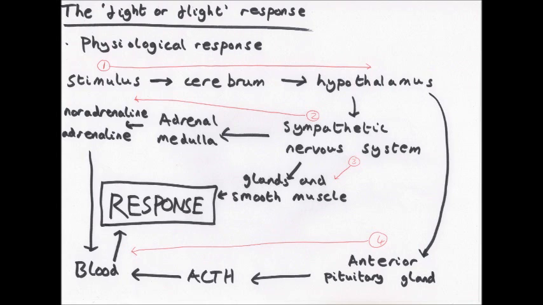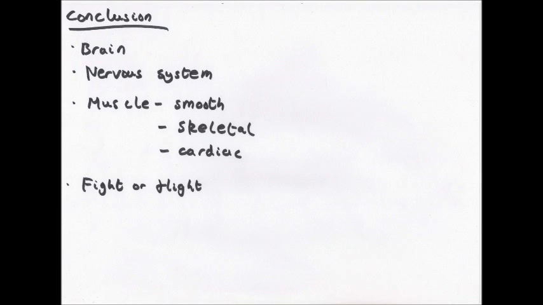So basically, stimulus, cerebrum, hypothalamus, which affects the sympathetic nervous system and the anterior pituitary gland, which will cause either some hormones to be released like ACTH, noradrenaline and adrenaline, or perhaps ones that are found in glands, and also stops smooth muscles when they don't need to be contracting, and causes smooth muscles to contract when they are needed. So in conclusion, you need to know about the brain, the organisation of the nervous system, 3 types of muscles, smooth, skeletal and cardiac, and the fight or flight response.